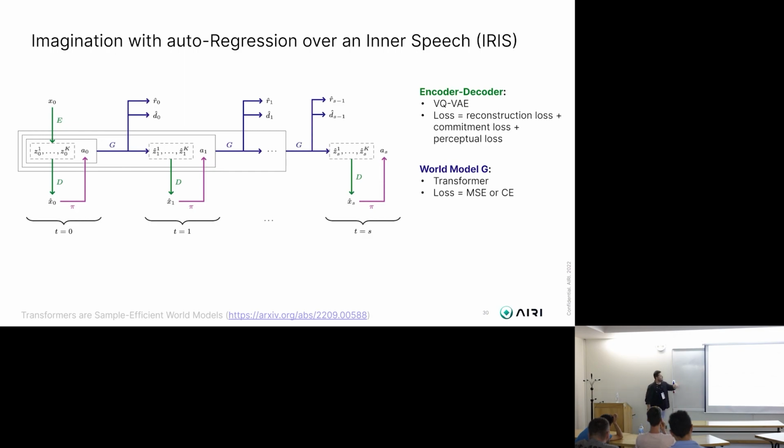And the interesting part here is that the interaction with the real environment happens just here. And after that, everything is done in imagination, in the world model. The authors use real interactions with the environment only to update this world model G, the encoder and the decoder. But the whole policy is learned in imagination.